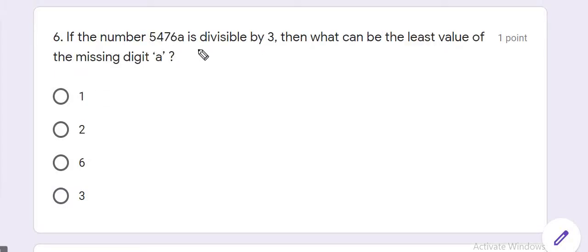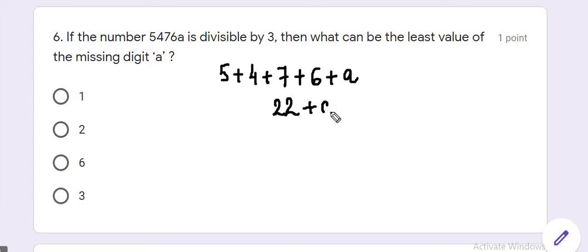Question 6. If this number is divisible by 3, then what is the least value of the missing digit A? For a number to be divisible by 3, the sum of digits must be divisible by 3. As we can see, the sum of digits is 5 plus 4 is 9, 9 plus 7 is 16, 16 plus 6 is 22. Now 22 is not divisible by 3, but the nearest number to 22 is 24, which is divisible by 3. So what should be the value of A? A must be 2 so that it becomes 24 and the final answer becomes divisible by 3. So the answer is option B, that is 2.